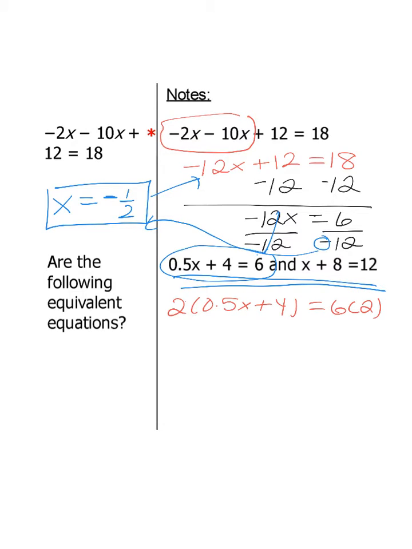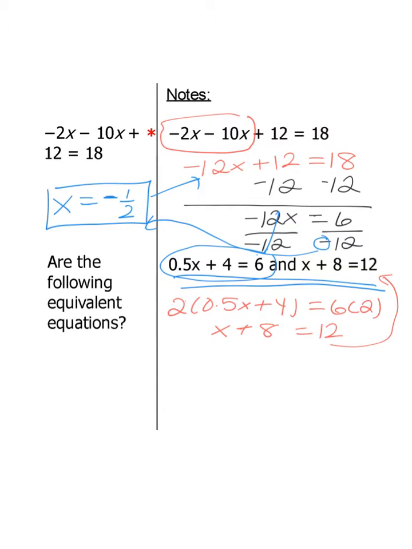2 times 0.5 is 1, or just 1x. 2 times 4 is 8. And then 6 times 2 is 12. So this turned out to be this. And it's fine because our algebra properties say we can always change the form of our equations if I multiply both sides by the same number, or add the same number to both sides, or subtract the same number from both sides. Does that make sense?